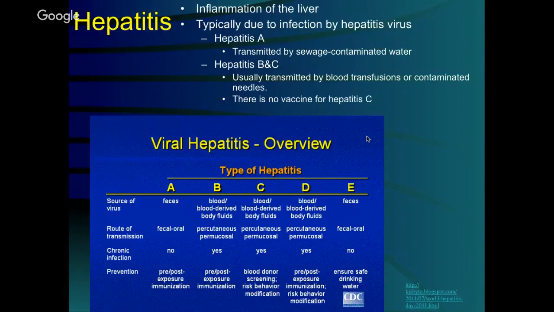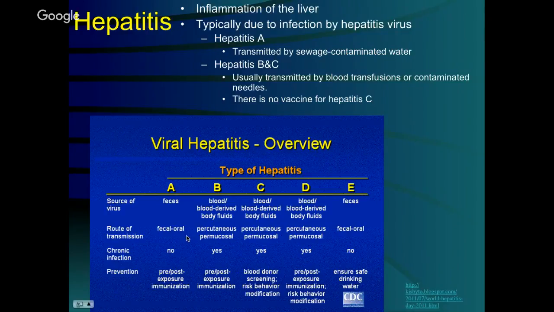This is just a little viral overview of the 5 main types of hepatitis, showing the source of the virus, how it's transmitted, whether the infection is chronic, meaning can it be eliminated from the body or cured, or does it stay in the body for a long time, and then ways to prevent it. So if we just look at A, B, and C, since those are the ones we're primarily exposed to, you can see, like I said, the source being the feces versus blood and body-derived fluids. The rate of transmission varies a little bit.